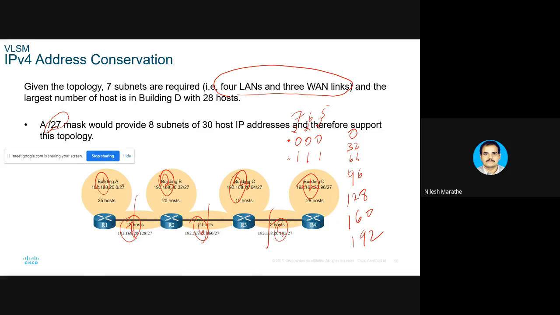So now we can allocate 192.168.20.0 here, then 32 here, 64 range here, 96 range here, 128 range here, 160 range here, and 192 range here. Let's suppose the required number of hosts are 25, 20, 15, and 28. How many hosts are available here?